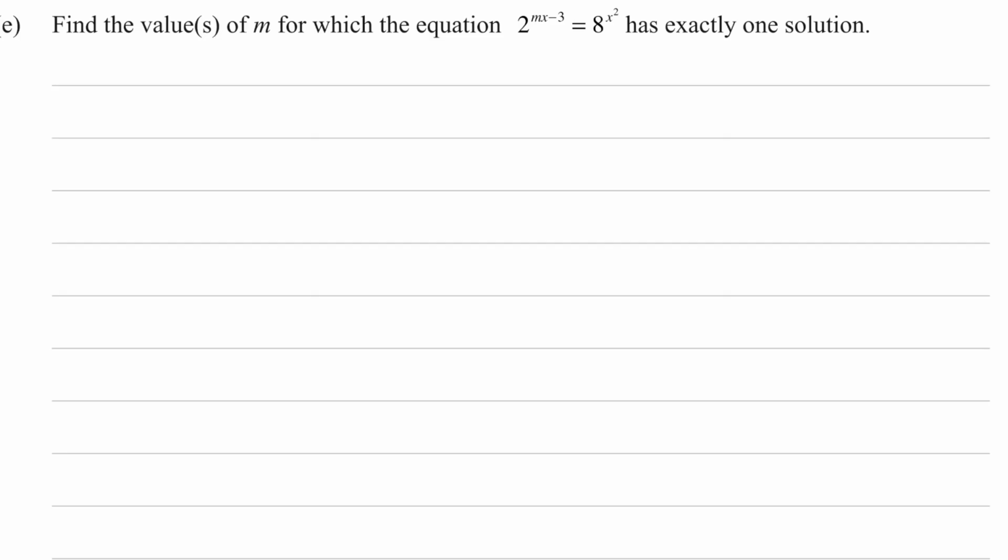Find the values of m for which the equation 2 to the power of mx minus 3 equals 8 to the power of x squared has exactly one solution. So depending on what we make this value of m, this equation could have no solutions, it could have one solution, it could have two, it could have many. So we need to determine which value of m makes this equation have only one solution.